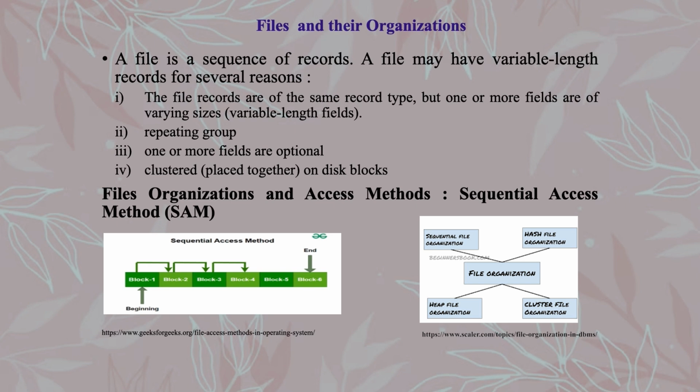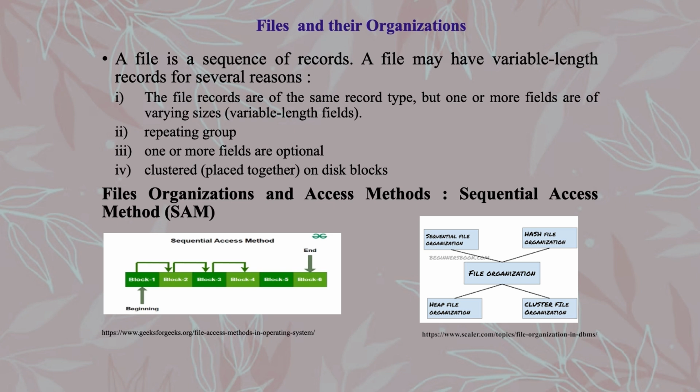The file records are the same record type, but one or more fields are optional. The file has records of different record types, hence a varying size mixed file, and this would occur if related records of different types were clustered and placed together on the disk block. In the file organization structure, you can see the sequential access mode: block 1, block 2, block 3, block 4, block 5, block 6, that way. I have also given the source of this information.